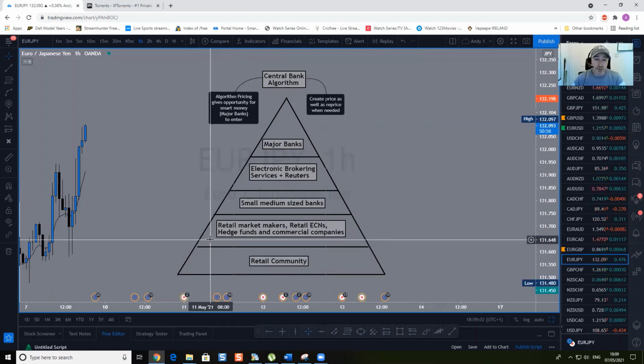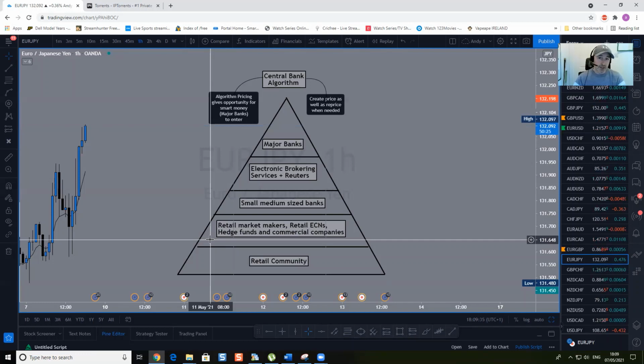Above us is the retail market makers, the retail ACNs, the hedge funds, the commercial companies. The hedge funds themselves are just pure retail traders, but with bigger capital, a lot more capital, okay? Then you have the small, medium-sized banks. That's the local banks, not the major banks. Above that, again, you have the electronic brokering services and routers. So that's your electronic foreign exchange, what they do in Wall Street. Major banks will be on top of that as well.